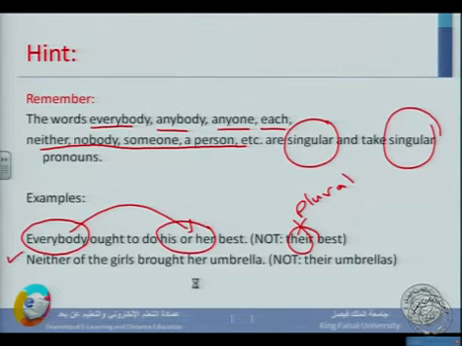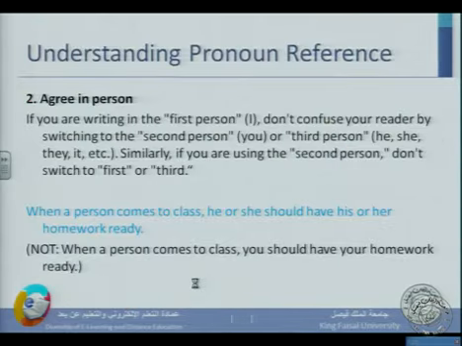أيضا في الجملة الثانية neither of the girls brought her umbrella, ما قال their لأنه umbrella is what? ولا واحدة من البنات, واحدة, neither of the girls ولا واحدة, فهي ترجع للبنات وهي مفردة. Okay.